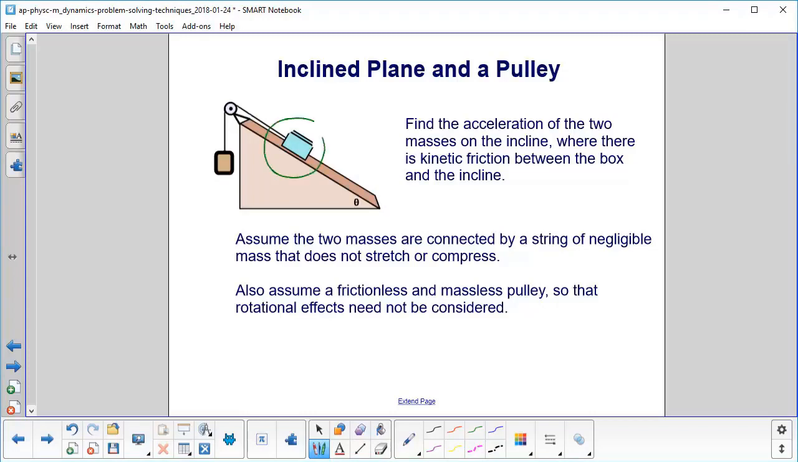Okay, this mass here is on the incline. This mass is connected to the other end of the string, and it's pulling down this way. And this box is going to go like that. You have kinetic friction between the box and the incline. Assume the two masses are connected by a string of negligible mass that does not stretch or compress, and assume a frictionless and massless pulley so that rotational effects need not be considered in this problem.